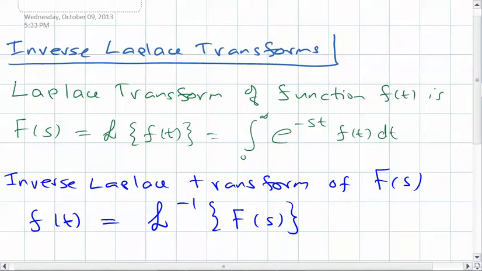Hello class, this is Dr. Herat again. Today we're going to continue Laplace transforms and I'm going to look at how we can get inverse Laplace transforms given a function.